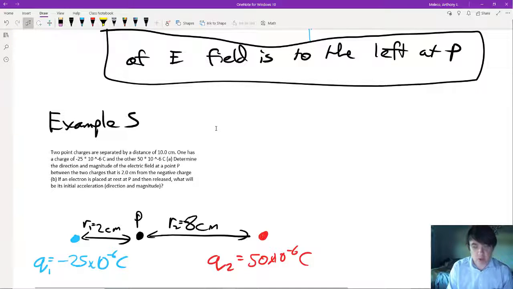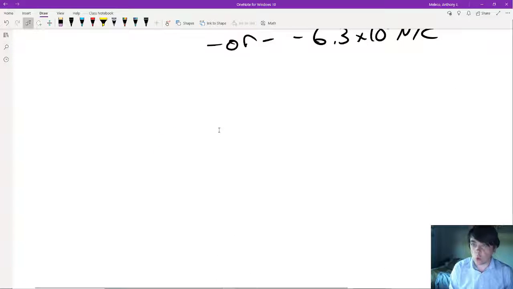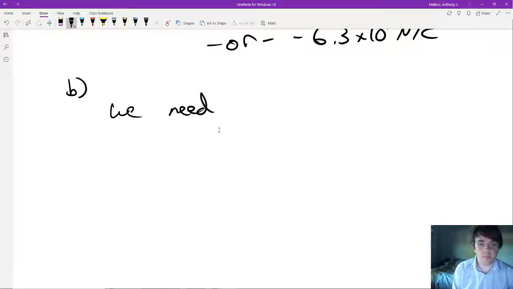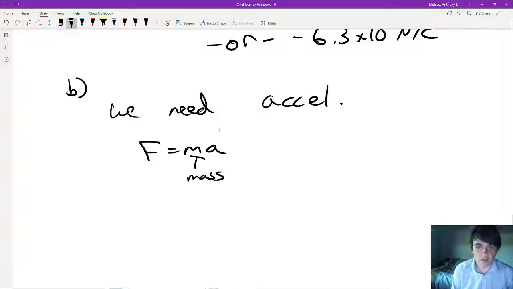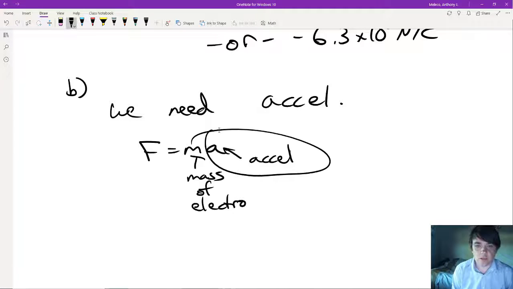Now, if an electron is placed at rest at P and then released, what will be its initial acceleration? So this is part B. If you remember from Physics 1, F equals ma. This would be the mass of the electron, because that's what we're placing there. This would be the acceleration, what we need. And this is the electric force, so we need to calculate that.